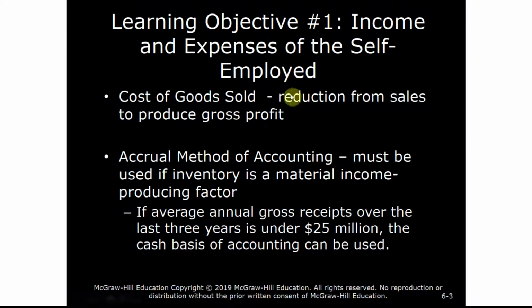One of the things we look at then is, first of all, we know the gross cost of goods sold has the same connotation as it does in financial accounting. There are some special rules in the IRC that we need to follow, and one is that the accrual method of accounting has to be used if inventory is a material income producing factor, and an example of this would be a manufacturer or a retailer. This has changed recently. If average annual gross receipts over the last 3 years is $25 million, the cash basis of accounting can be used for all other accounting. This $25 million threshold has increased.